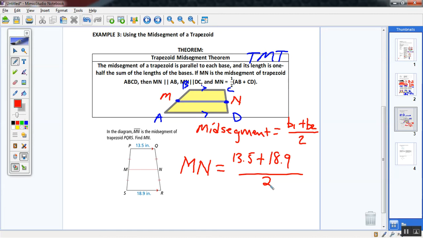I'll get my calculator. Make sure you hit enter after you add. 16.2. MN is 16.2.